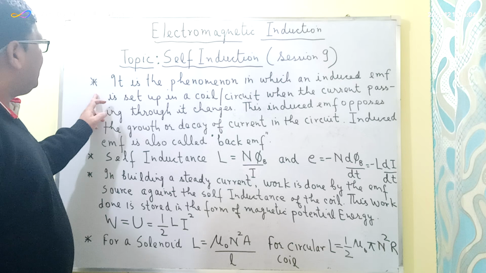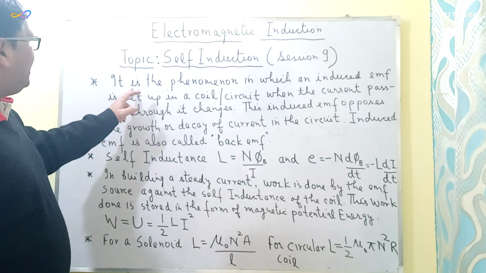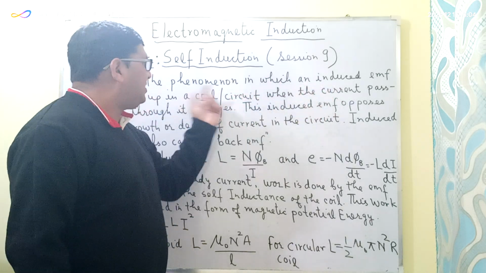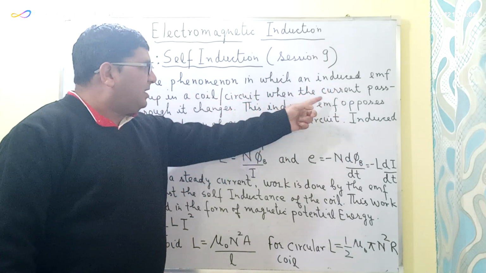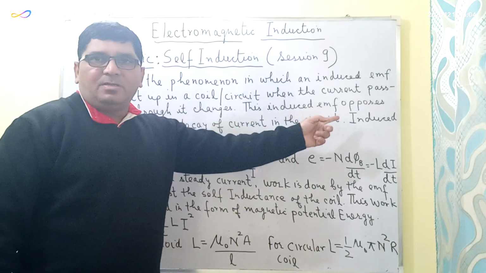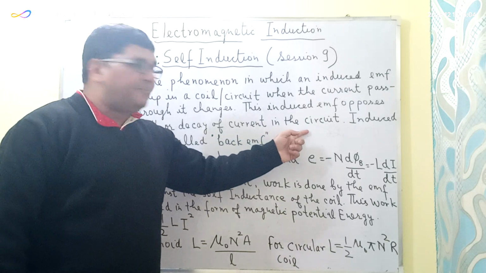So the first point is the definition of self-induction, and it says that self-induction is a phenomenon in which an induced EMF is set up in a coil or a circuit when the current passing through it changes, and this induced EMF opposes the growth or the decay of the current in the circuit.